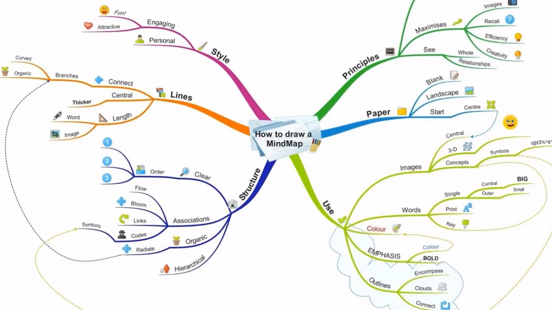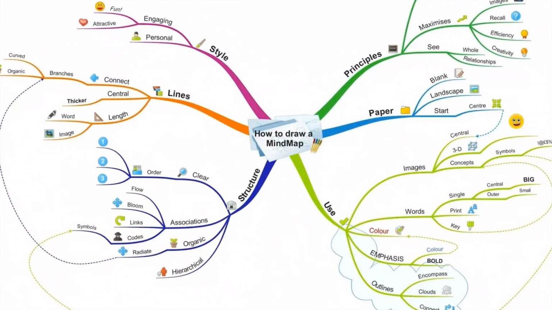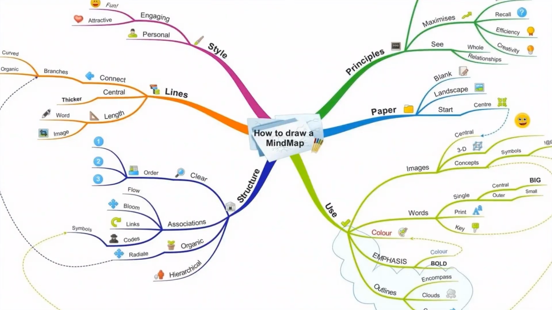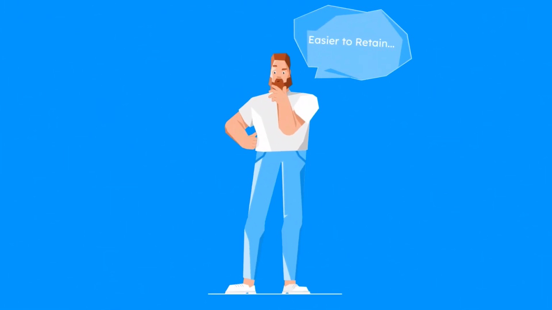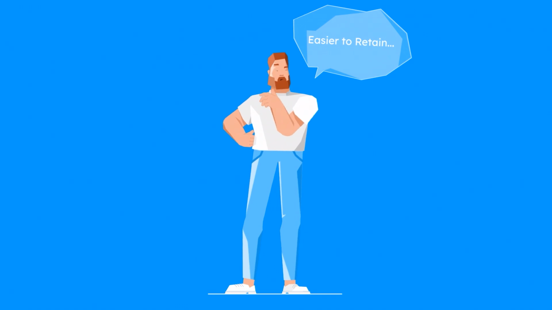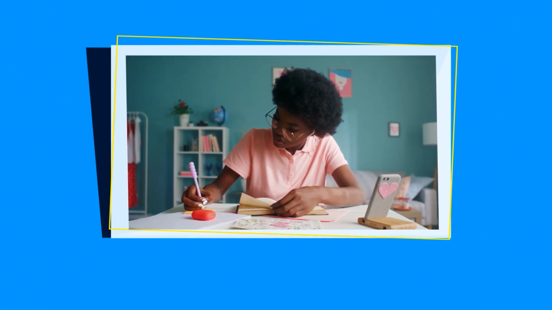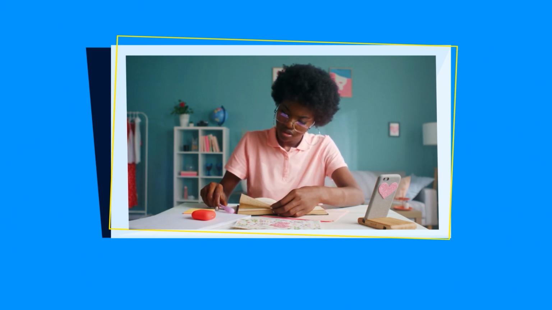As you can see, the main topic is at the center, with various branches representing different subtopics and details. This visual format helps you organize and retain information more effectively. Incorporating mind mapping into your study routine can significantly enhance your comprehension and memory. It's a versatile tool that can be used for brainstorming, planning, studying, and more.